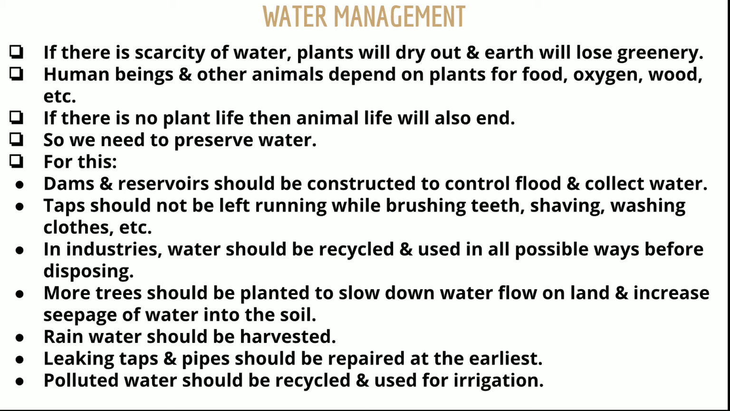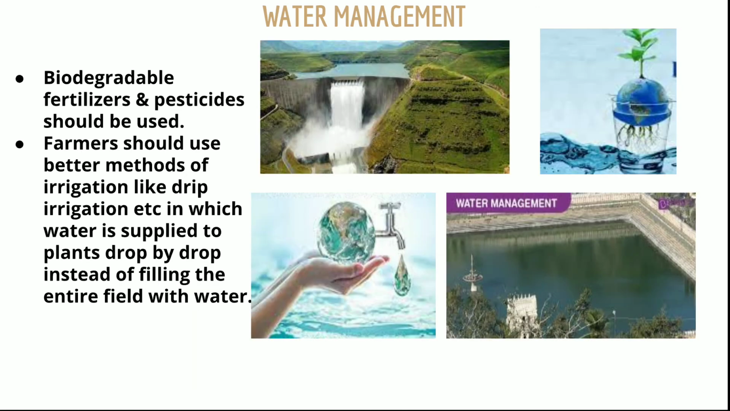Then leaking of the taps and pipes should be repaired as soon as possible because that is a wastage of water. Then polluted water should be recycled and used for irrigation. Okay, next is biodegradable fertilizers and pesticides should be used.